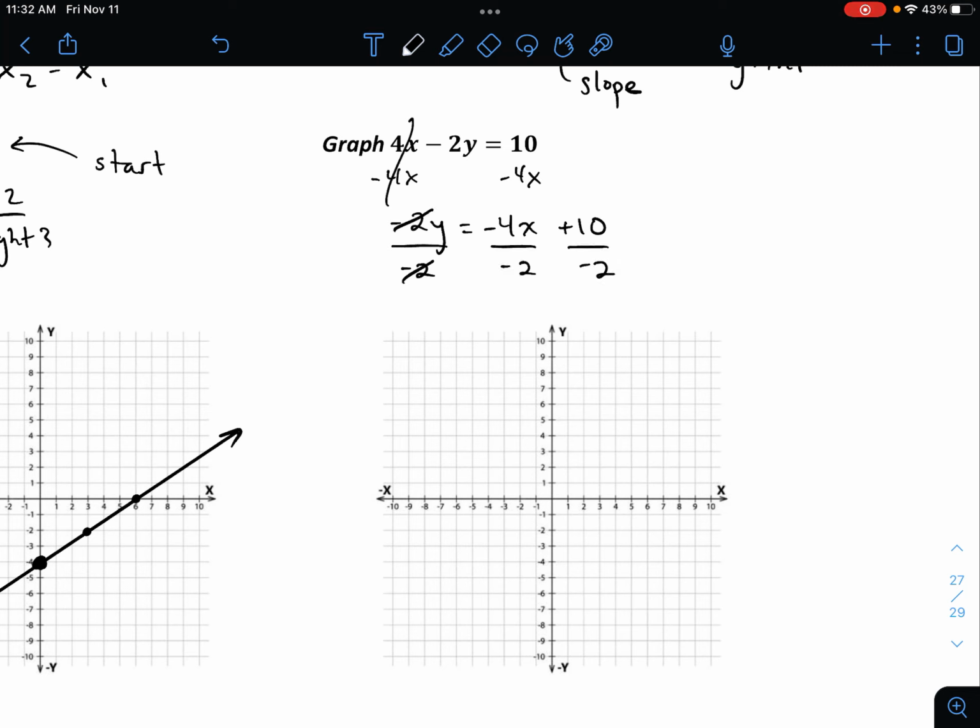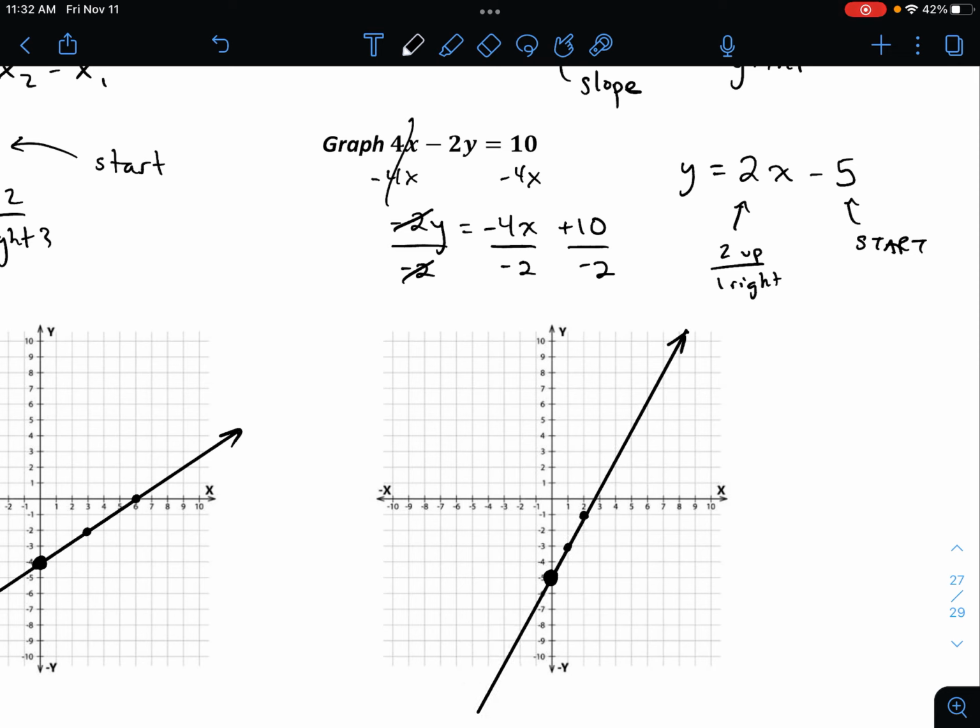So the -2's here cancel, and we're left with y equals 2x minus 5. From here, again, I can identify the slope. This means I go 2 up and 1 to the right. 2 is the same as 2 over 1. And then again, the -5 is where I have to start. So I'm going to start at -5, a pretty similar graph to the previous one, actually. And then we go up 2 over 1, up 2 over 1, and now I've got my 3 points, and I can connect them with a line, and that's going to be it.